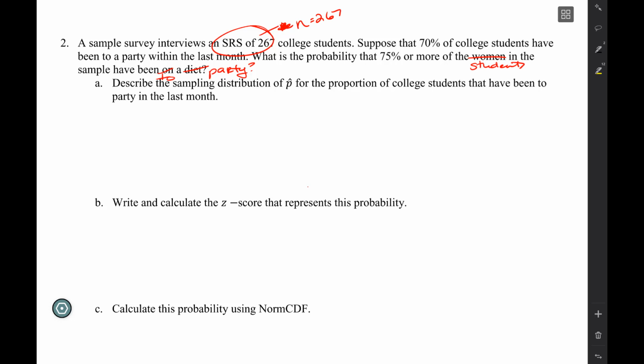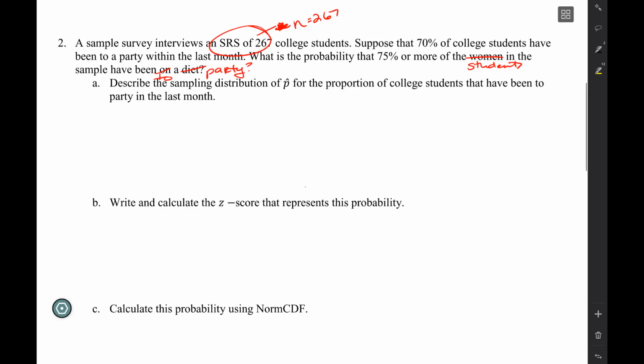Okay, now we see, suppose that 70% of college students have been to a party, 75% in a sample. So I have two different percentages here, and the challenge becomes, which one am I supposed to use for p? Because that's what we're supposed to know. I know that a percentage is p, but now I also have this p hat, so which one's which? The first thing I can see is that 75% or more of the students in this sample have been to a party, and anything that references a sample is going to have p hat. It's a statistic, right? It's not p, it's going to be p hat.